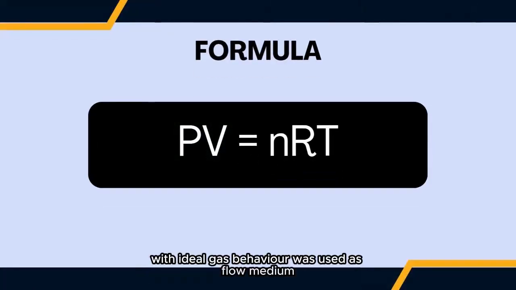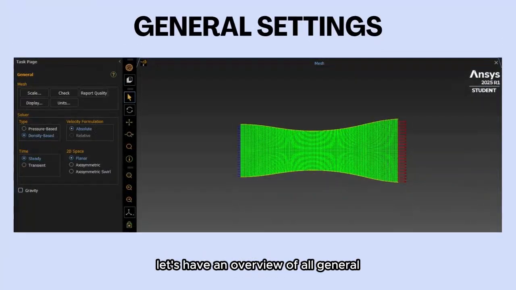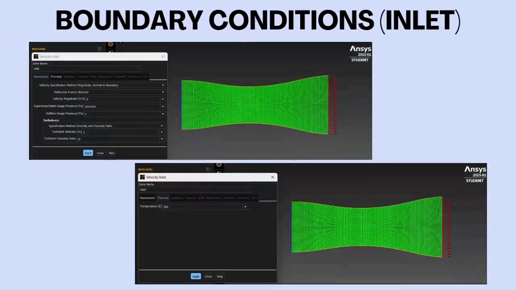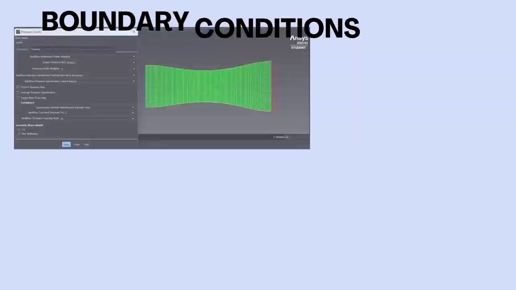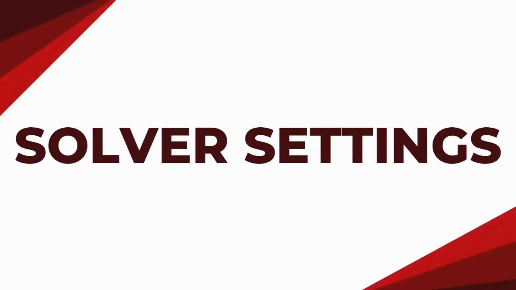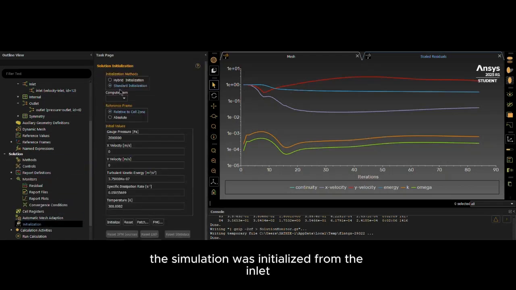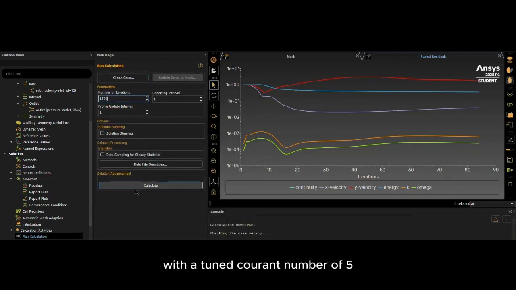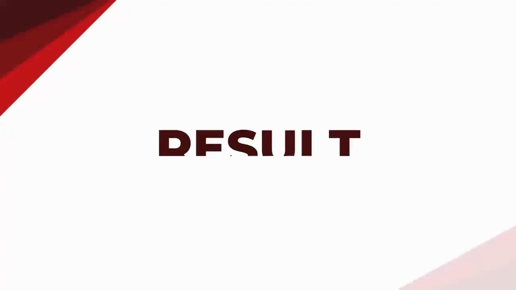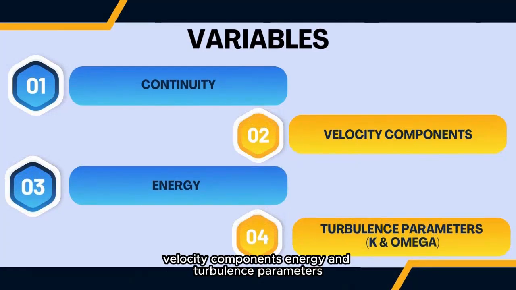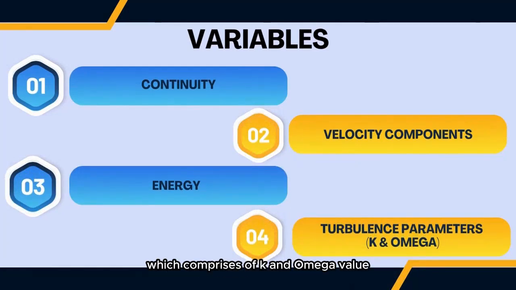The subsequent step is the pre-processing. Standard air properties with ideal gas behavior were used as the flow medium. Let's have an overview of all general inlet and outlet conditions. These settings enabled analysis of the subsonic to supersonic transition. The simulation was initialized from the inlet using default reference values. We assigned 1500 iterations with a tuned Courant number of 5 to ensure stable convergence. This plot represents the scaled residuals for key flow variables which are monitored throughout the simulation. Inspected variables include continuity, velocity components, energy and turbulence parameters, which comprise k and omega values.